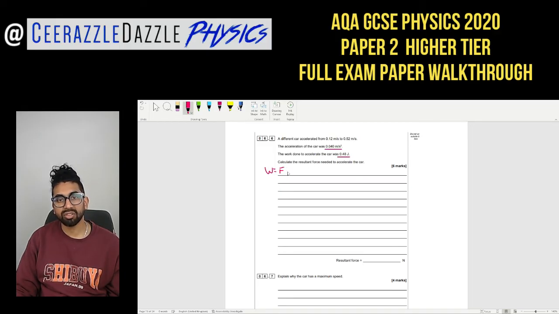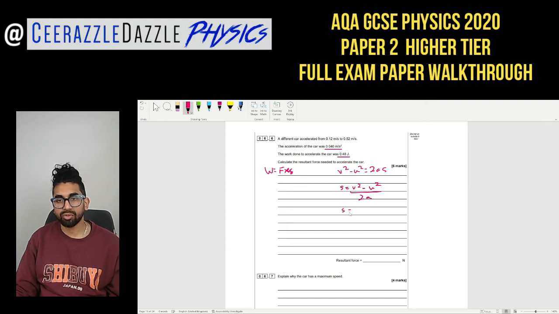So the work done is equal to the force times the distance here. But we're not given the distance, we can work that out using another formula. So we can use the formula v squared minus u squared is equal to 2as. So from here, I'm going to rearrange it to find the distance, which is s. So s is equal to v squared minus u squared divided by 2a.